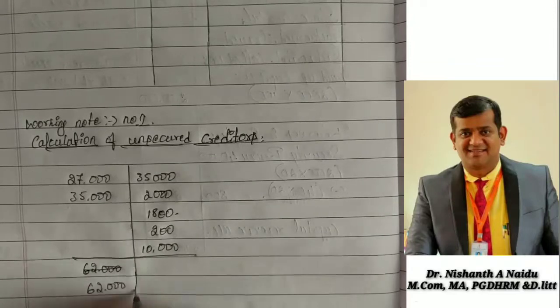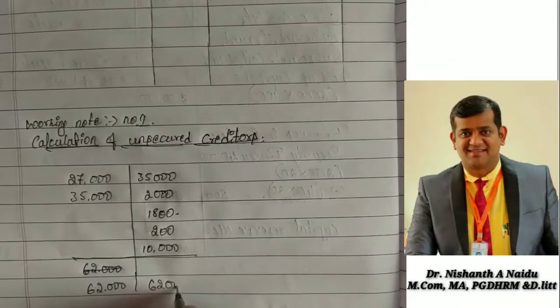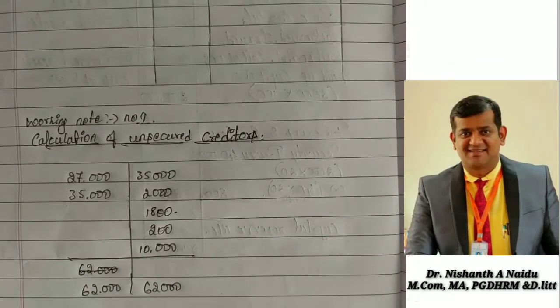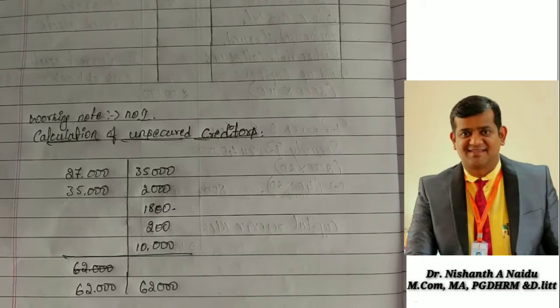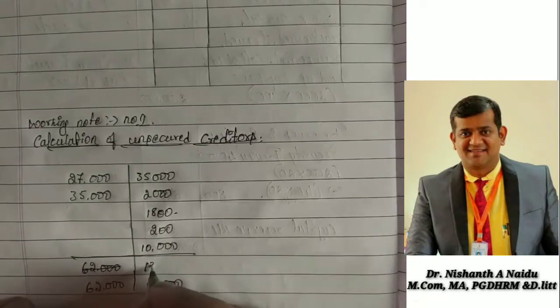62,000. So find the difference. 62,000 minus 35,000 minus 2,000 minus 1,800 minus 200 minus 10,000. So the difference is 13,000 rupees.